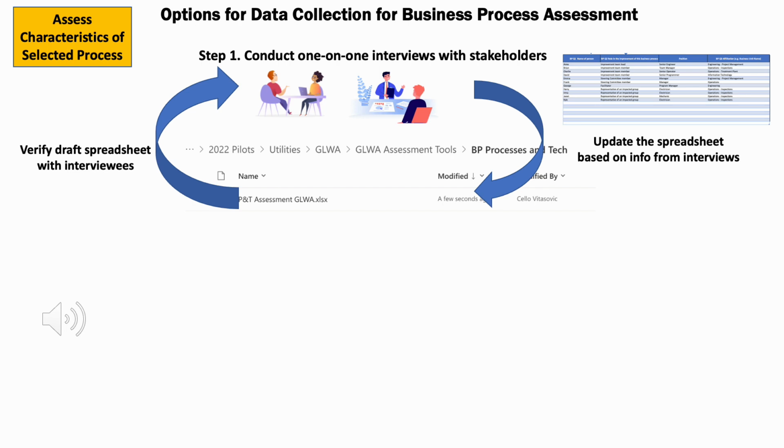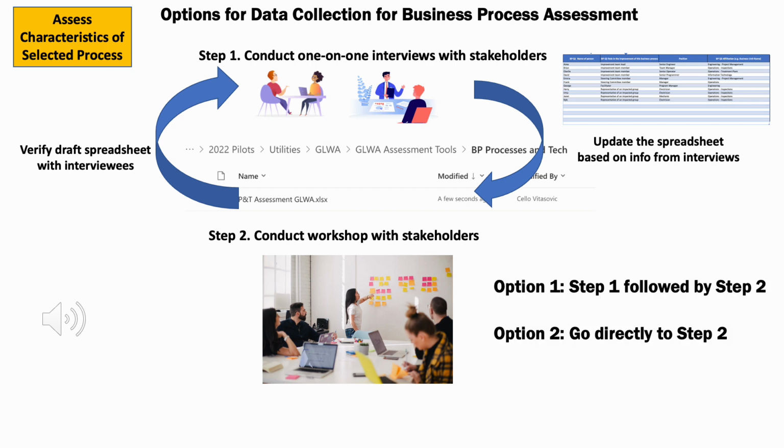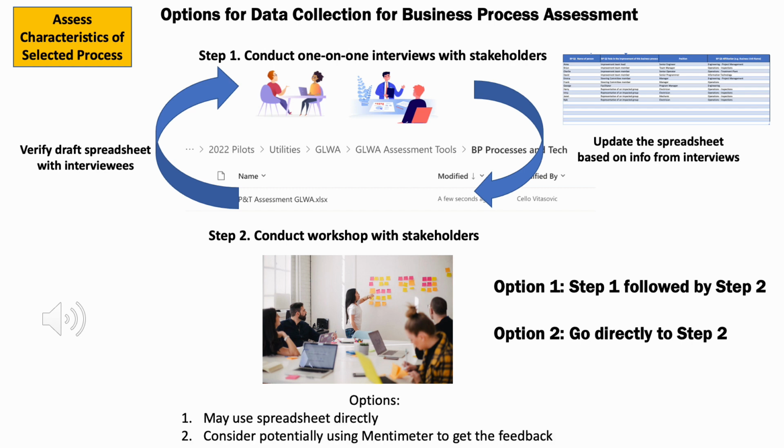When we are satisfied that the table is fairly accurate, we can conduct a workshop with all the stakeholders to finalize the table. If you are confident that the table from the preliminary planning is fairly accurate and complete to start with, you may go directly to step 2 to finalize and confirm the table with the broader team. Effective facilitation of the workshop will help the stakeholders and enhance their engagement.